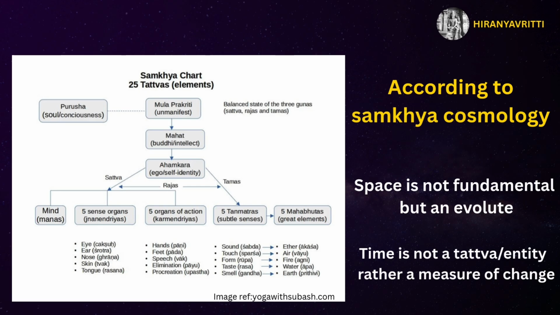Samkhya Darshana's views on space and time stand in contrast with the Vaiseshika Sutras. Unlike Vaiseshika, which treats both space and time as eternal independent entities, Samkhya does not see them as fundamental entities. Instead, space or akasha is considered an evolute. It arises from Prakriti through a systematic unfolding.